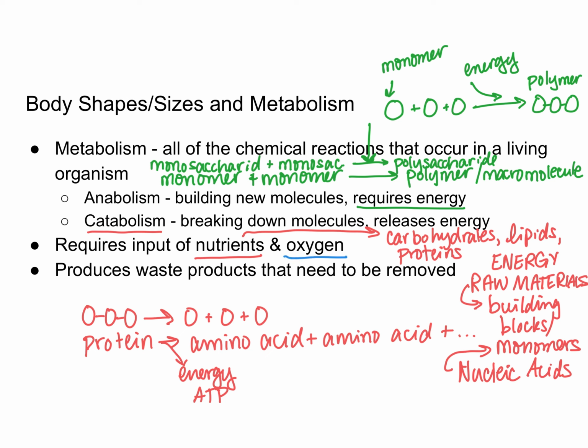Oxygen is also needed, and this is needed for aerobic cellular respiration, which is needed to make the ATP. During these metabolic chemical reactions, we also have some waste products produced. These are things like carbon dioxide, but also things like uric acid and urea, and other waste products produced when these molecules are broken down. These need to be removed from the cell and then ultimately removed from the body as well.